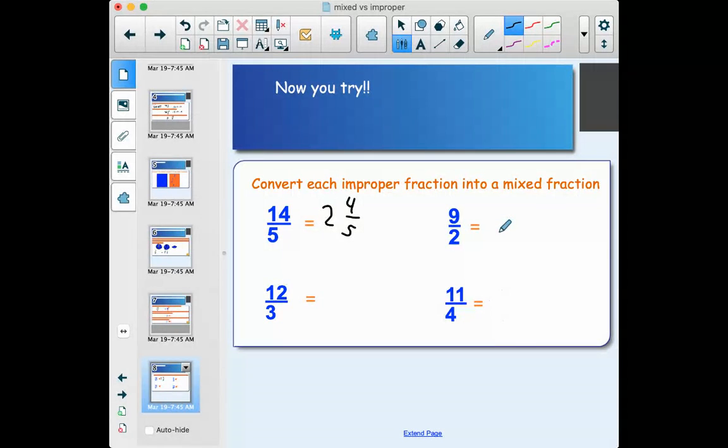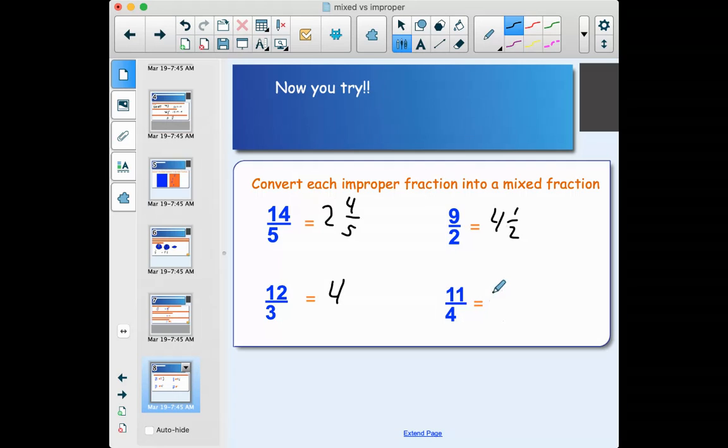Okay, welcome back. 9/2. For this one, 2 goes into 9 4 times with 1 left over. So that's 4 and 1/2. For 12/3, this might have thrown some people off. 3 goes into 12 4 times exactly. Okay, so sometimes an improper fraction will just give you a whole number. There's no fractional part of this because there is no remainder, right? It's just 4.